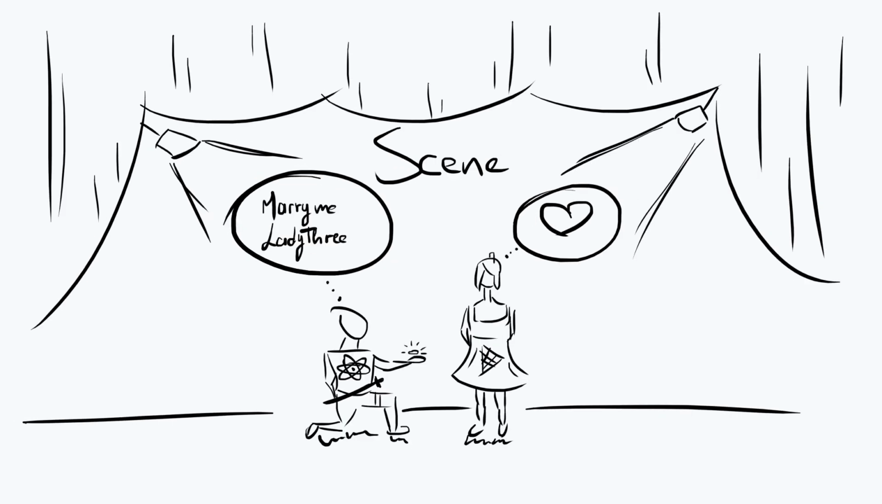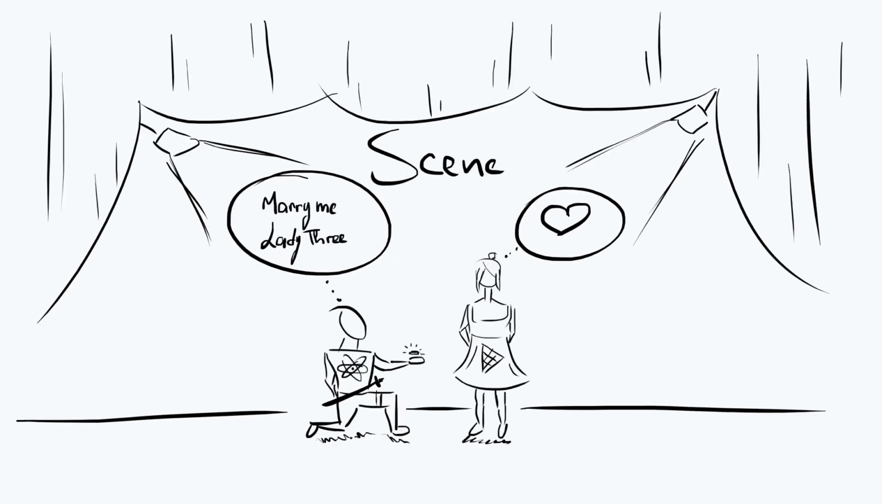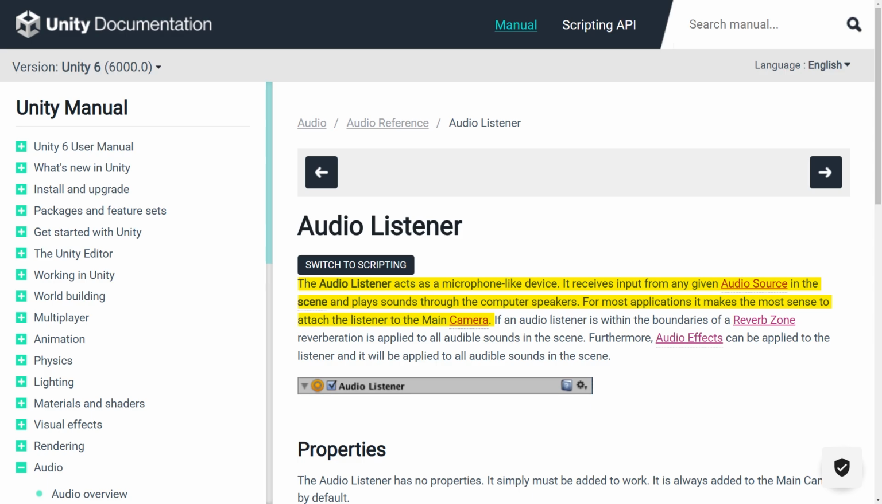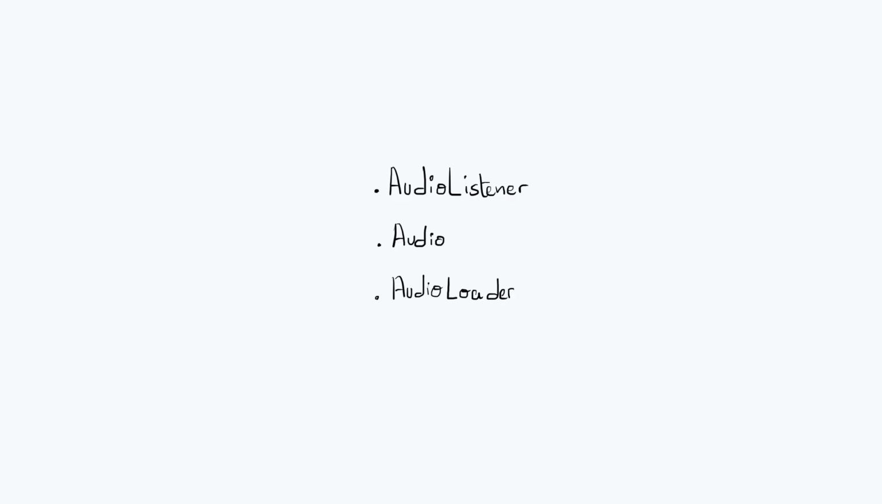To add background sound to a React Three Fiber scene, we need to use standard Three.js classes since there isn't a built-in component for that. That said, we'll need the following classes: AudioListener, Audio, and AudioLoader. As defined by the Unity docs, an audio listener receives input from any given audio source in the scene and plays sounds through the computer speakers, and for most applications it is attached to the main camera. An audio object holds the data from an audio file, which is loaded using an audio loader.